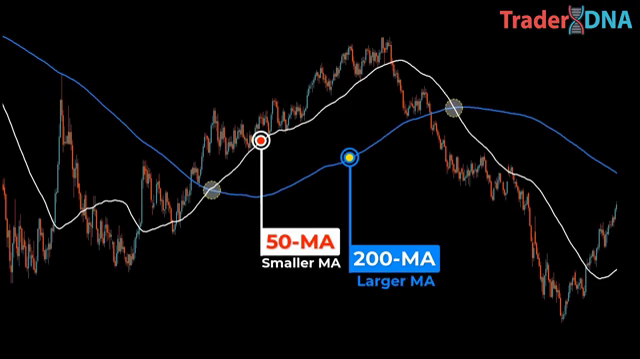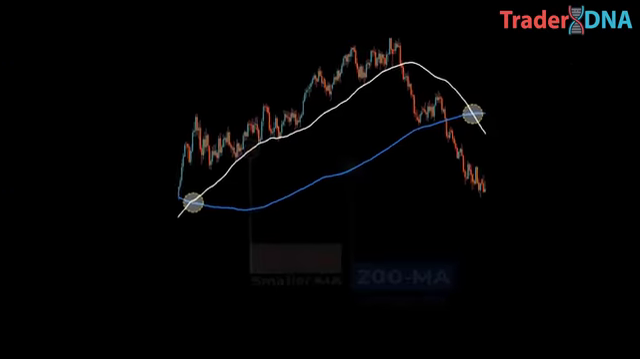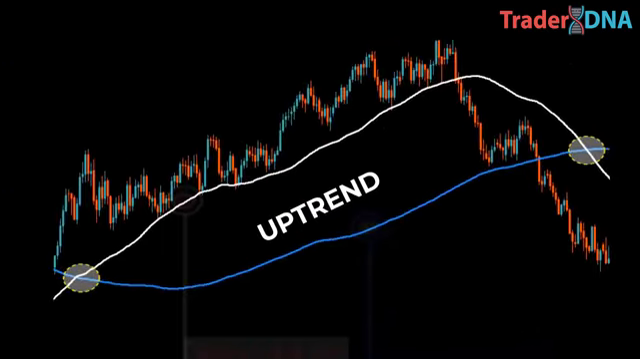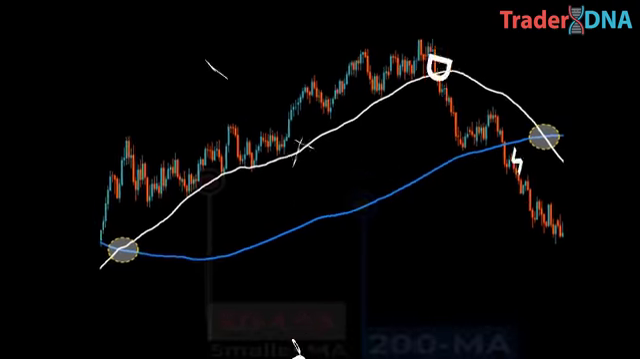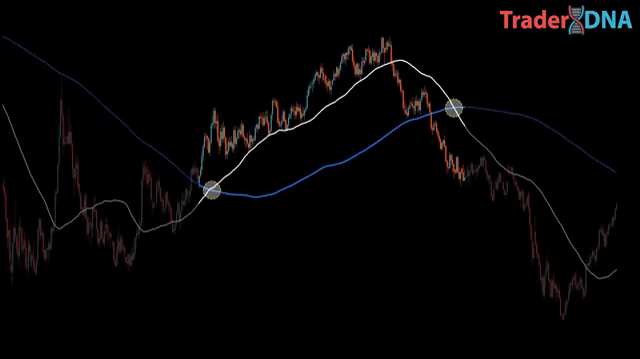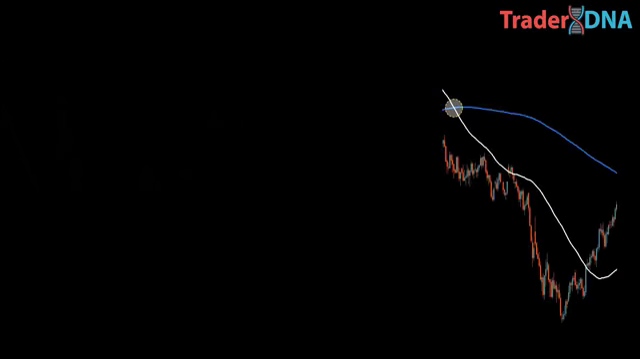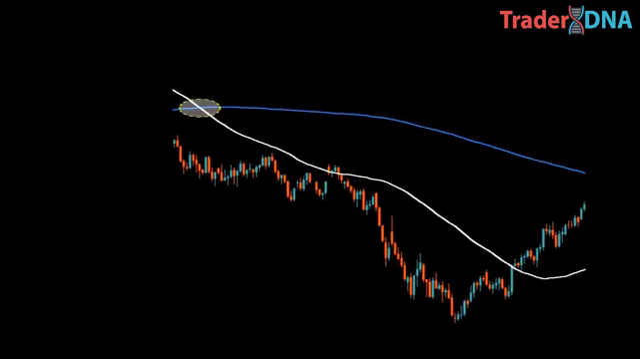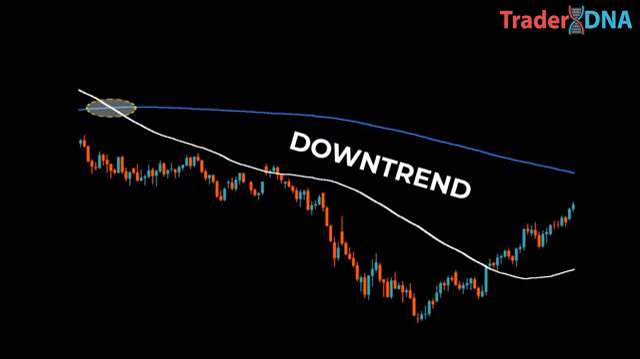When the smaller moving average is above the larger moving average, it indicates that the price is in an uptrend. In this case, we would focus on finding buying opportunities, as the market is showing signs of upward momentum. On the flip side, when the smaller moving average is below the larger moving average, it signals that the price is in a downtrend. As logical traders, we would then look for selling opportunities during this time, aligning our trades with the overall downward trend.